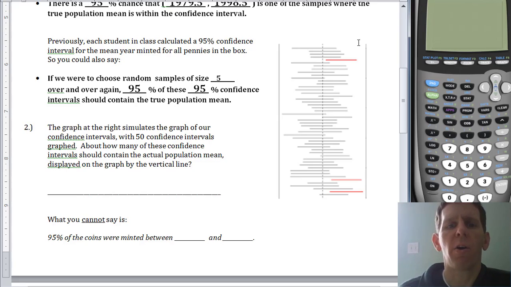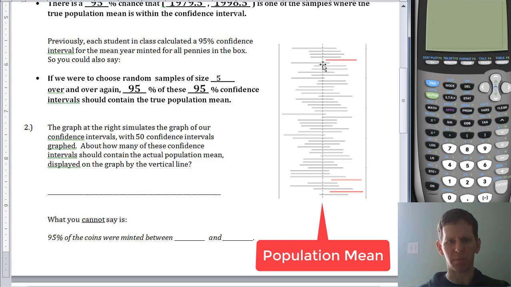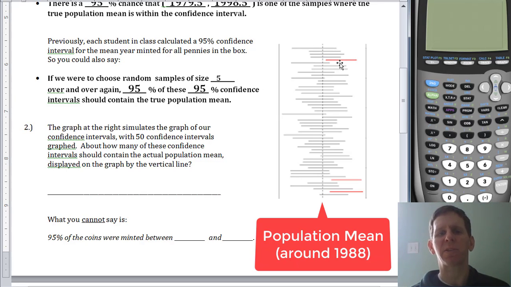In other words, all of these samples that you did, all of these horizontal lines that show different confidence intervals for different sets of pennies people draw, 95% of these confidence intervals, and these are 95% confidence intervals, should contain the true population mean. Whatever you get for this number, you're going to have for this number. So 95% of these 95% confidence intervals should contain the true population mean. And we're going to say that population mean is that line that's going straight up and down there. If that's the actual mean year, probably around 1988, then 95% of these horizontal lines should basically pass through 1988.